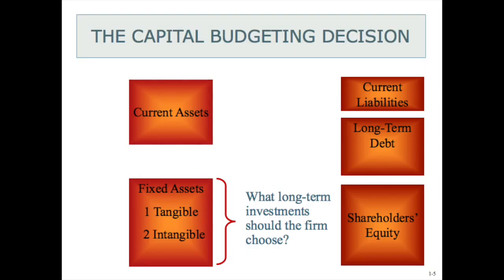So the first question is, what long-term assets or investments should the company choose? And if you see the slide, we're talking about fixed assets here, tangible or intangible. What we're looking for is, how much money do we need to raise for major purchases? Do we need a building, or can we rent a building? Do we need a piece of equipment, or can we rent a piece of equipment? If we need to purchase these things and raise money for them, then clearly we need to raise significant amounts of money.